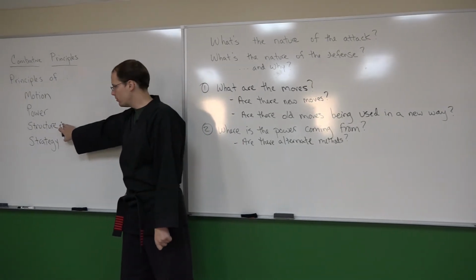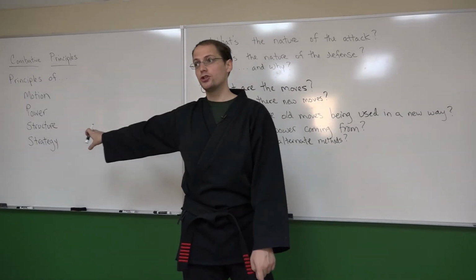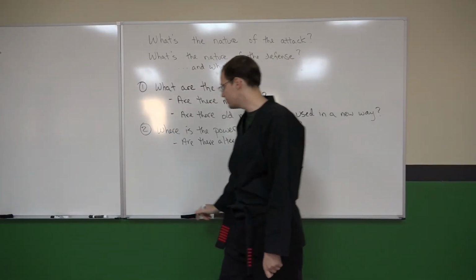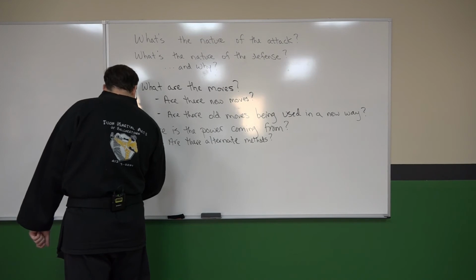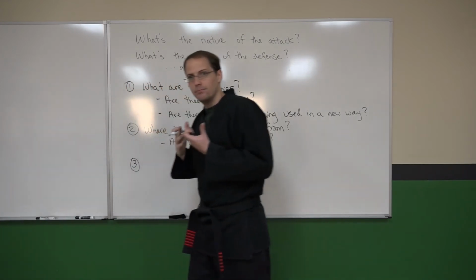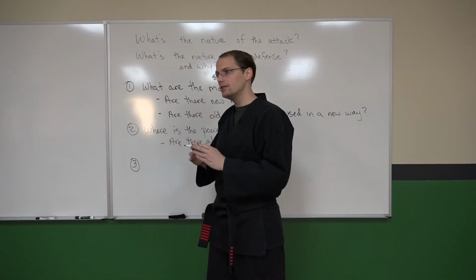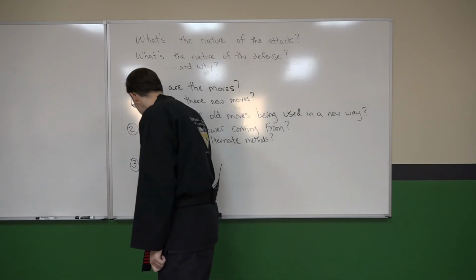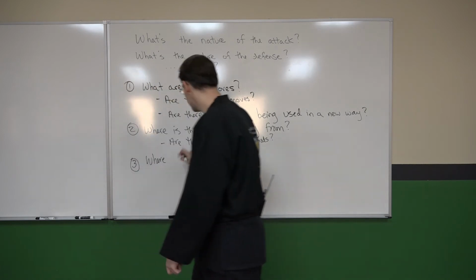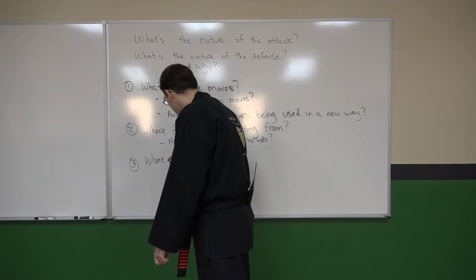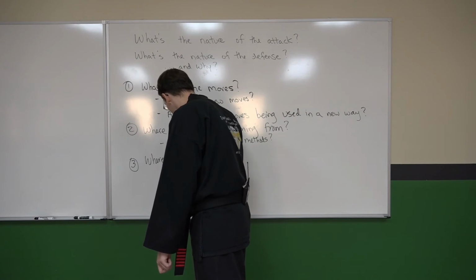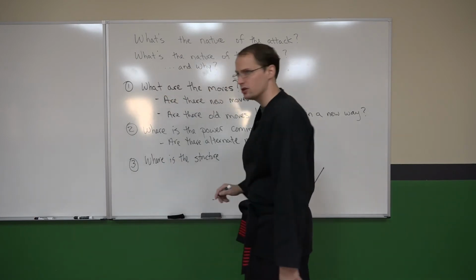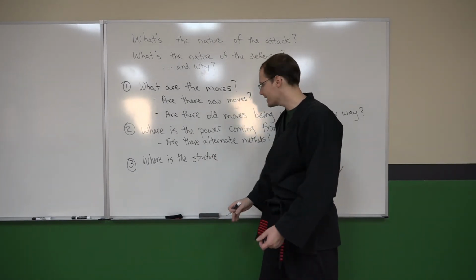But when we're looking at how to manifest power, there's something else that goes along with this. That's our next category of principles. That's structure. Now, sometimes we'll look at structure in isolation of power, but we can't look at power in isolation of structure because we need to have a good sound base. We need to have a stable base that allows us to deliver power. So where's the power coming from almost immediately implies where is the structure coming from? Where's the structure of your technique, the structure of your punch, your stance, your block?